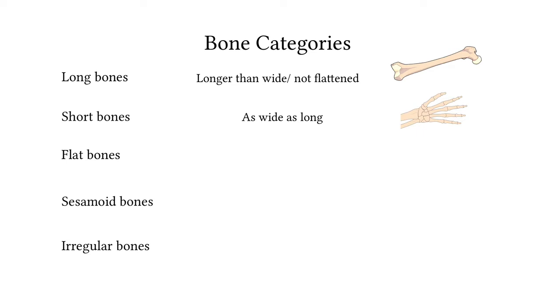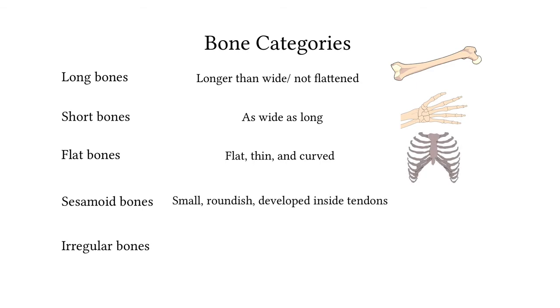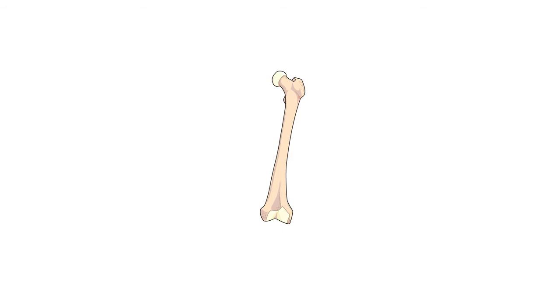Flat bones are flat, and they can be long but are thin and often curved too. Ribs are flat bones. Small roundish bones that develop inside tendons are sesamoid bones. The patella, or knee bone, is an example of a sesamoid bone. And if a bone does not meet any of the descriptions in the other 4 categories, it's an irregular bone. Vertebrae are irregular bones.